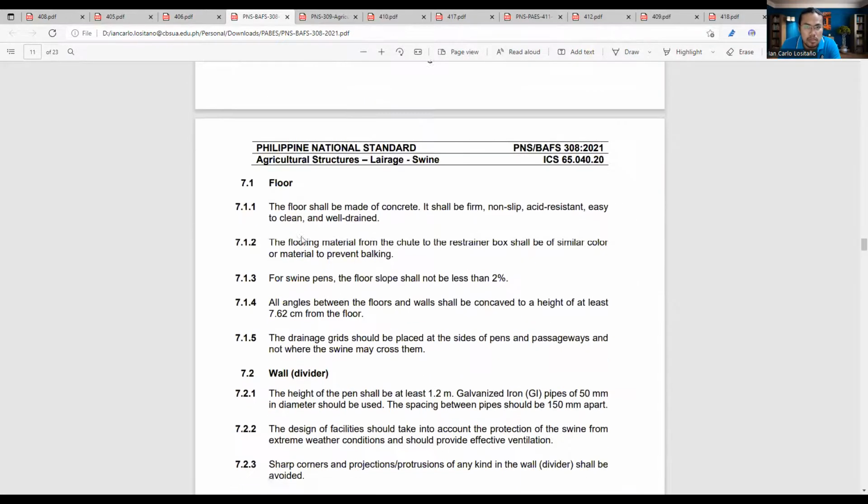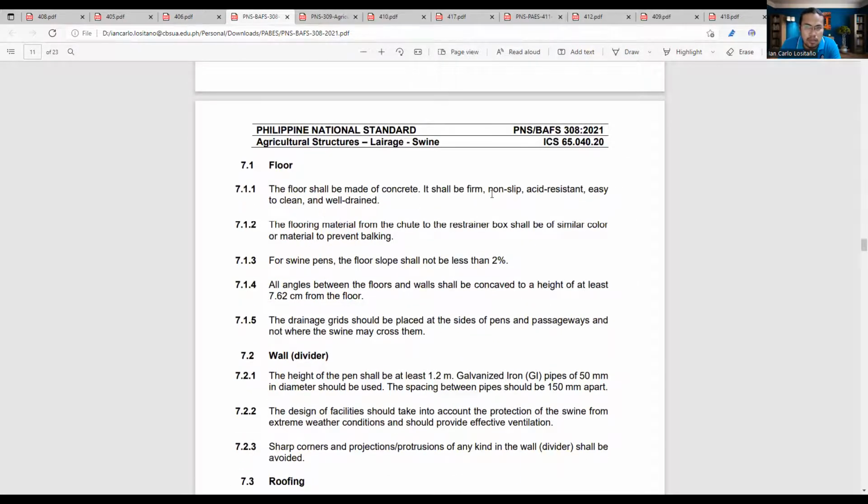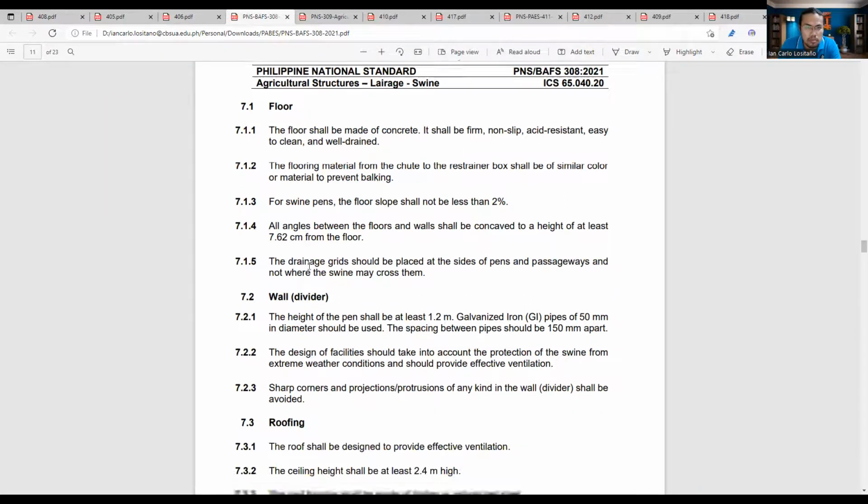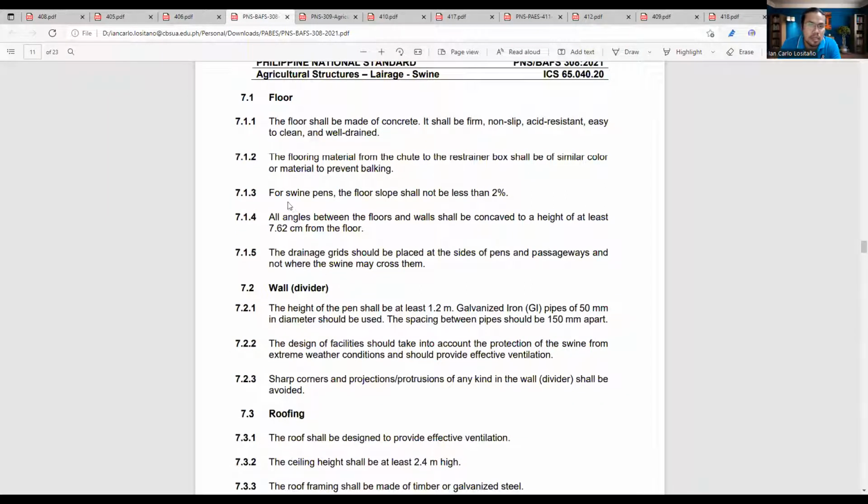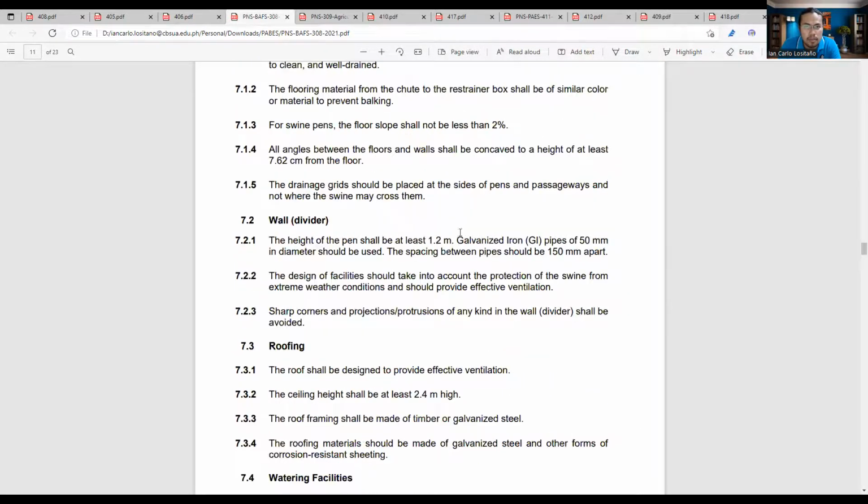Now for the construction, for the floors, again, very mandatory: firm, non-slip, acid resistant, easy to clean, and well drained. The material from the chute to the restrainer box shall be of similar color or material to prevent balking. Swine pens, the floor slope shall not be less than 2%. Okay. The wall divider, made of GI pipes, is recommendatory only. Spacing between pipes should be 150 millimeters apart.